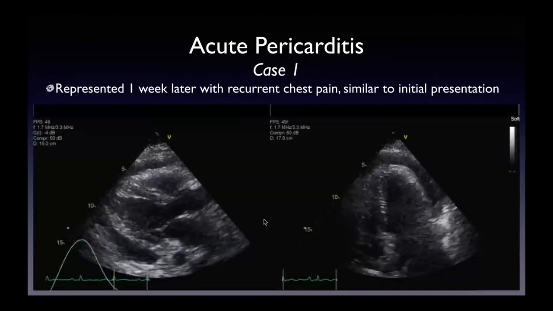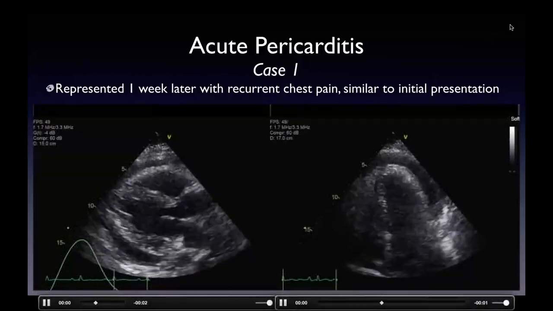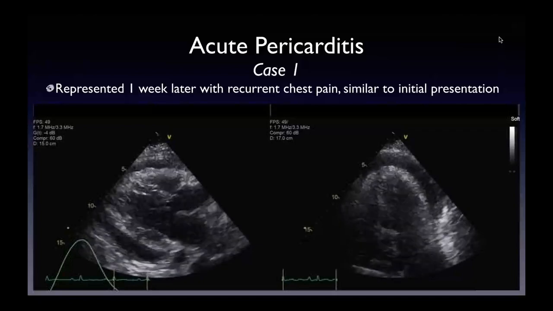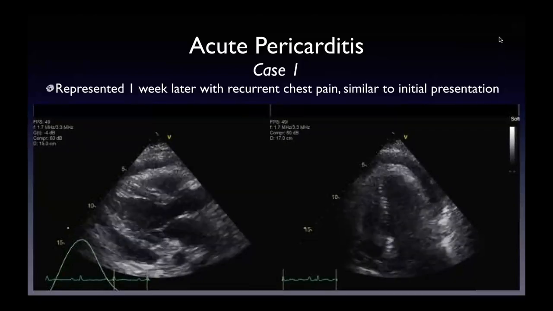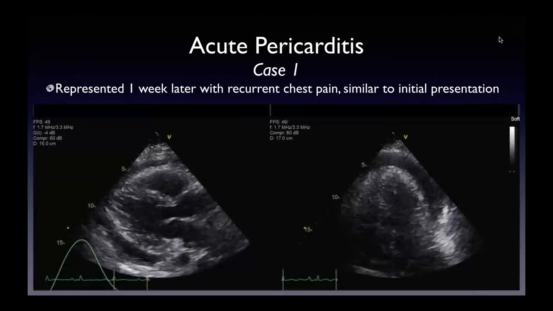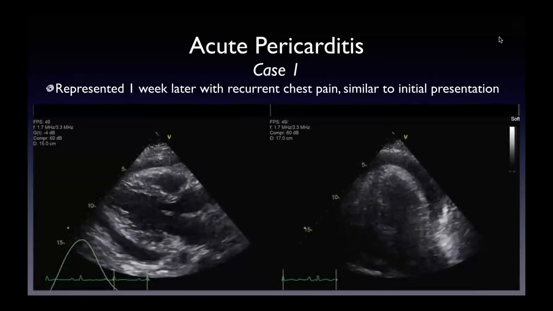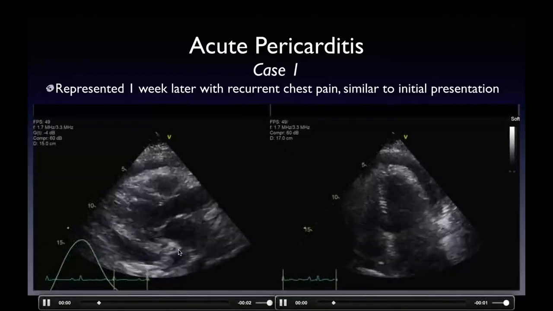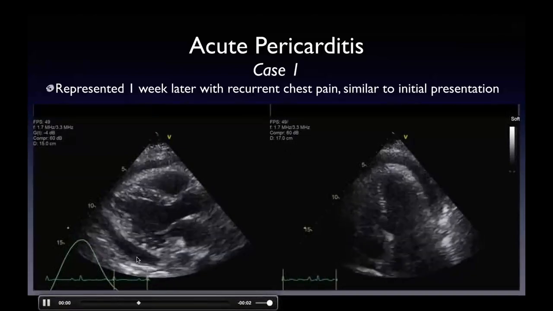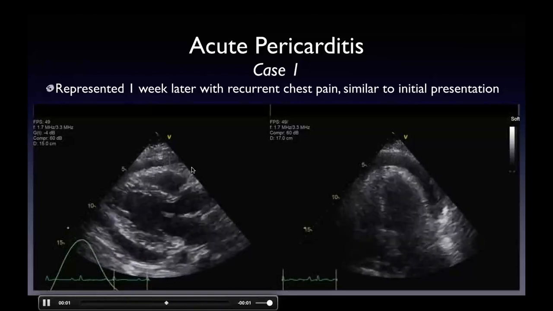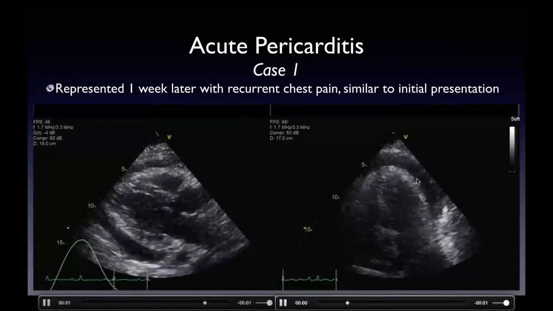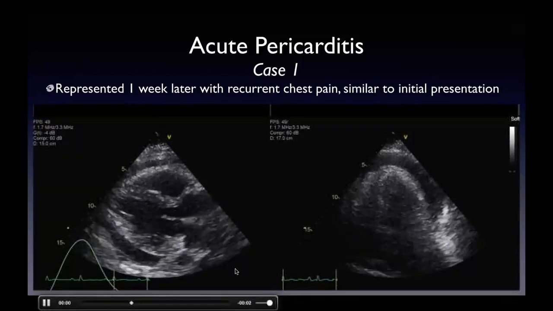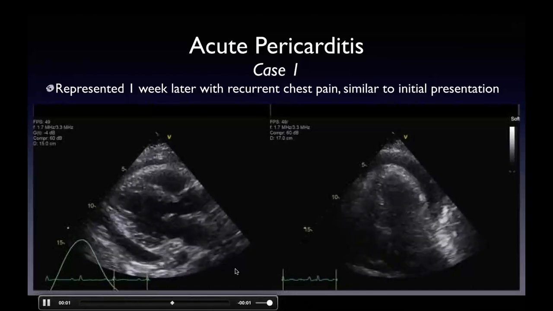So unfortunately, she re-presented about a week later with recurrent chest pain, very similar to her initial presentation. And here's her echocardiogram, which has obviously changed significantly since the first one. The effusion is significantly larger. So now we're in the realm of a good-sized, moderate circumferential pericardial effusion. You can see it a little bit more posteriorly, but definitely in the RVOT. You can see it here along the apex and the lateral wall of the ventricle. And of course, we're looking for signs of tamponade physiology, both clinically and echocardiographically.